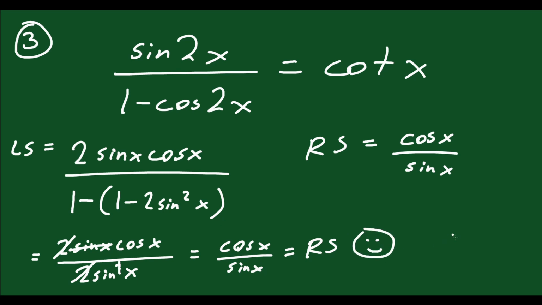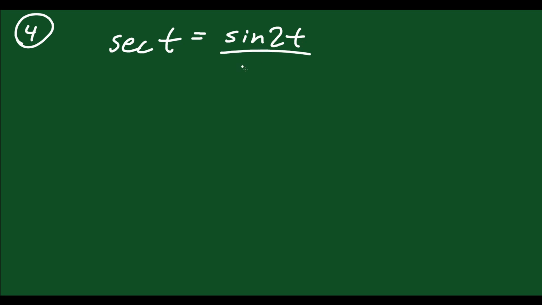Therefore, you're all done. That's your proof. Let's do number 4. We have secant of t equals sine of 2t divided by sine t, and then we're going to subtract cos 2t divided by cos of t. Prove that these are equal to each other.